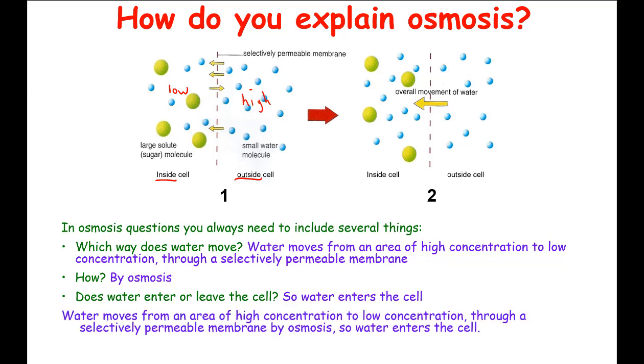So your overall answer would be this. Water moves from an area of high concentration to low concentration through a selectively permeable membrane by osmosis, so water enters the cell. So the lesson here is anytime you're explaining what's happening in osmosis, you usually need to give the definition, the word osmosis, and say whether water enters or leaves cells.